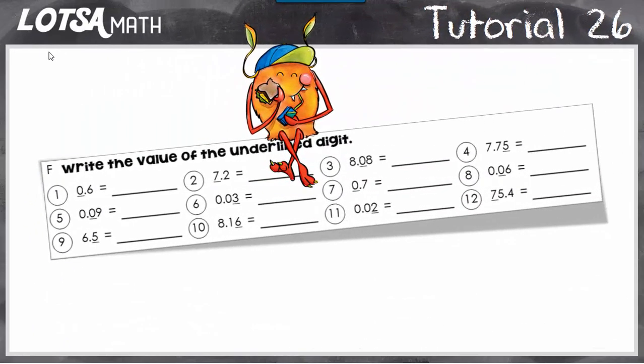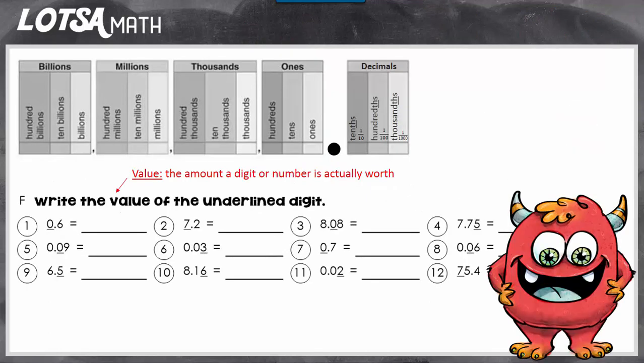For these questions, you're going to write the value of the underlying digit. The value is just the amount the digit is actually worth, and a digit is just a single number, 0 through 9, that represents a value. So let's look at some examples.